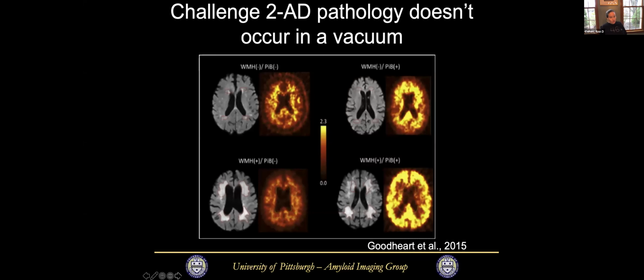The second challenge that I wanted to talk about just very briefly was this idea that, particularly when you're dealing with brain aging, pathology doesn't occur in a vacuum.